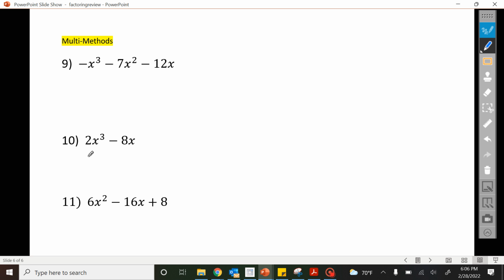Number 10, 2x cubed and negative 8x. So we have to take out the GCF here. For the numbers 2 and 8, the GCF is 2. For the variables x cubed and x, you can take out an x. So I'm going to take 2x out of both of these. So 2 out of 2, x cubed and x, you're left with x squared, and then minus 8 divided by 2 is 4, and x over x cancels, so x squared minus 4.